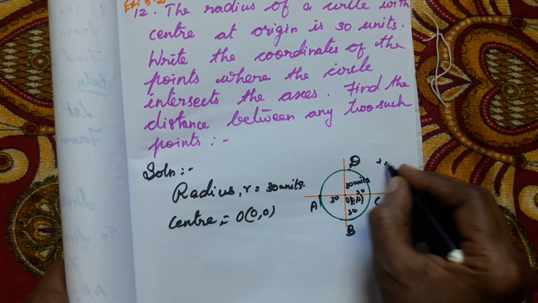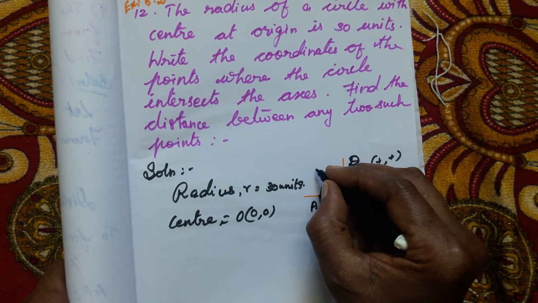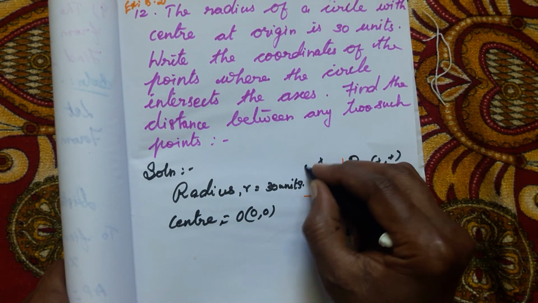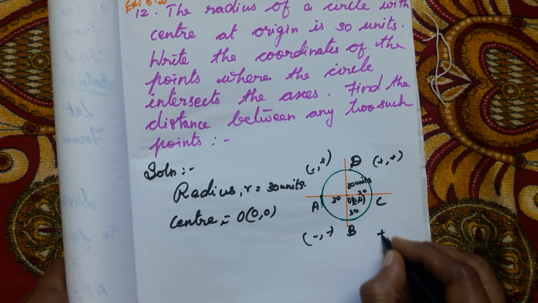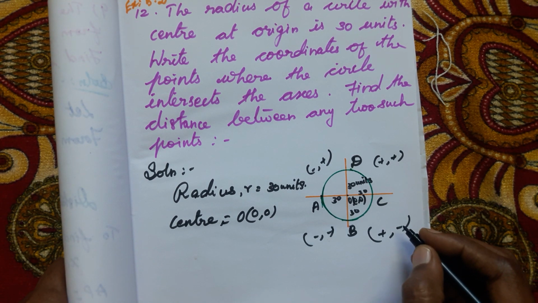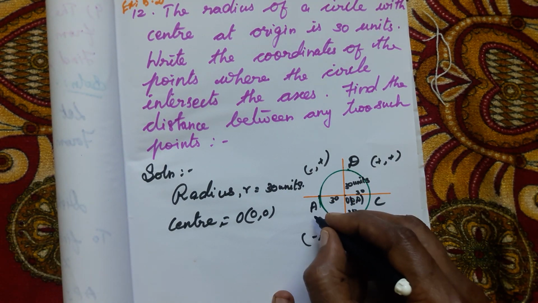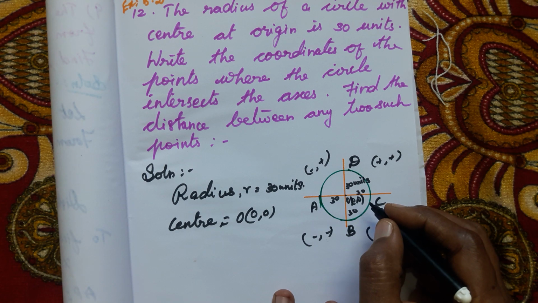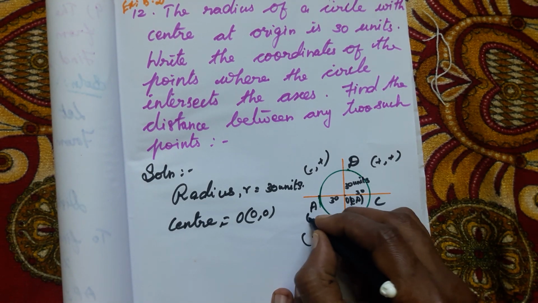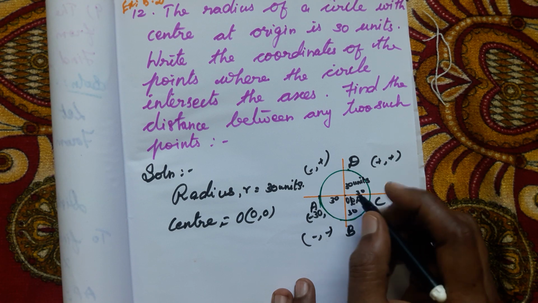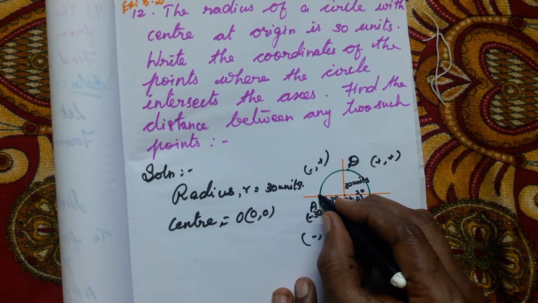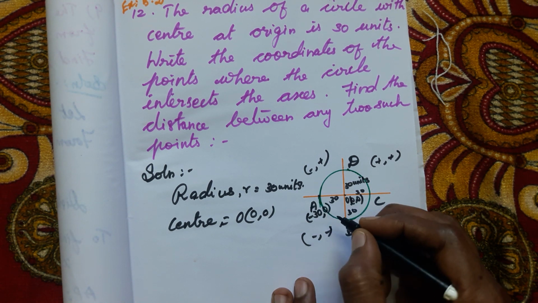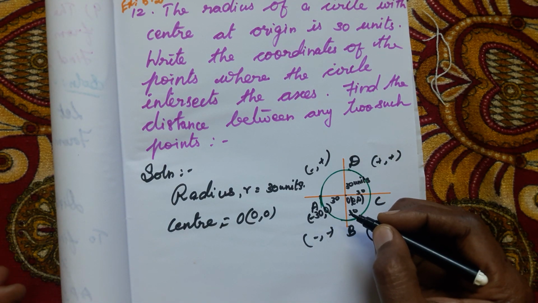You know that here everything is positive, plus plus. Here, what's that? Minus plus. Next here, minus minus. Next here, plus minus. So what is the point A? Listen, it is on the x-axis, 30 distance, but on the negative side. So minus 30 comma 0. We can take it as minus 30 comma 0.